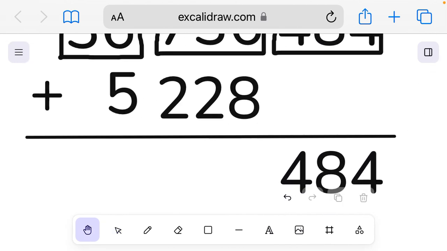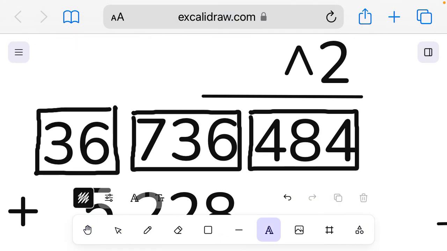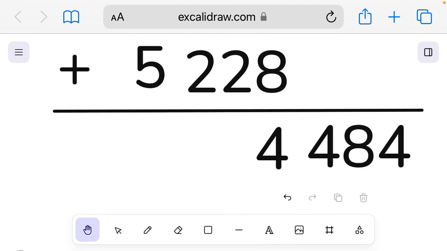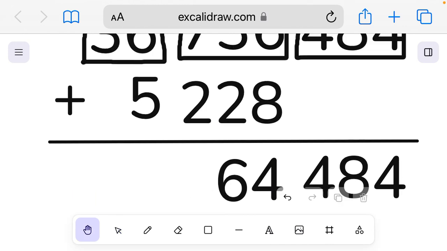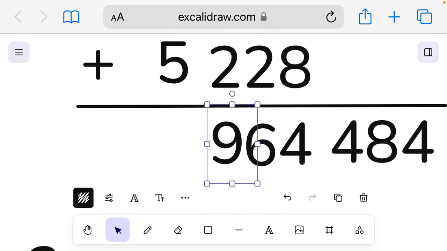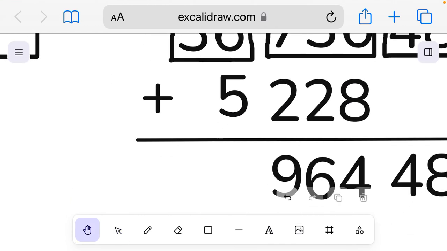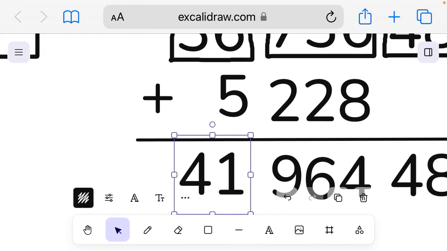So we have 6 plus 8, which is 14. Carry the 1. 1 plus 3 is 4. Plus 2 is 6. And then 7 plus 2 is 9. And then we have 36 plus 5, which is 41. So that's the answer to the third clue.